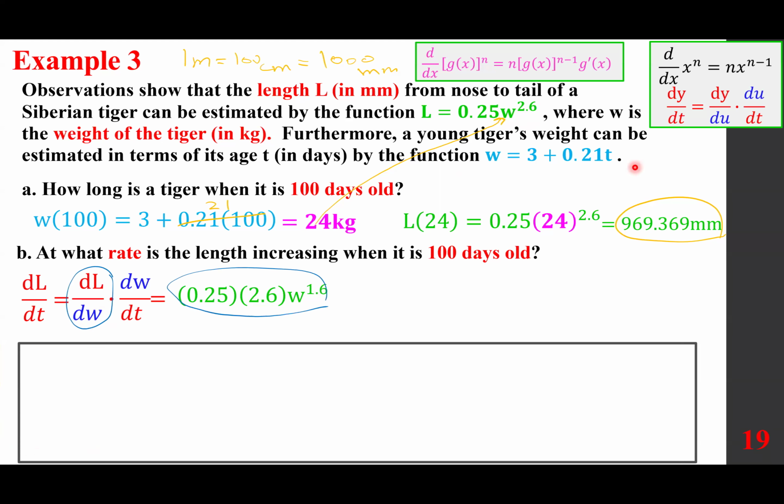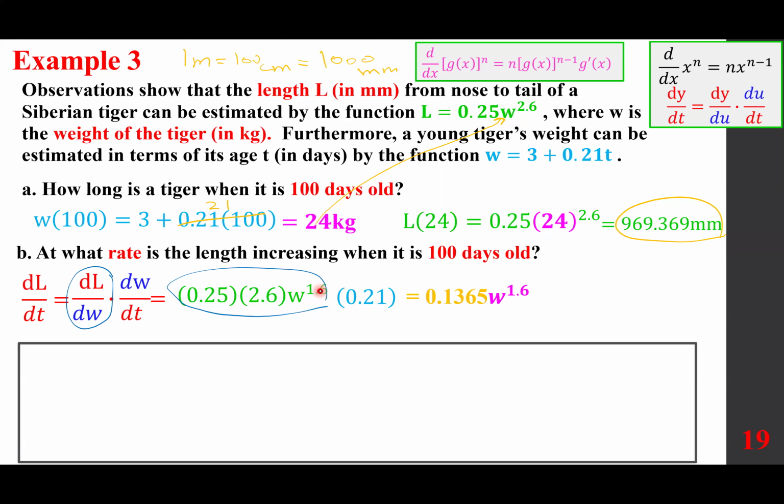What is dW/dt? Simply 0.21. Now the product of the three numbers, 0.25, 2.6, and 0.21, gives us 0.1365 times W to the power of 1.6. So this is not changing.